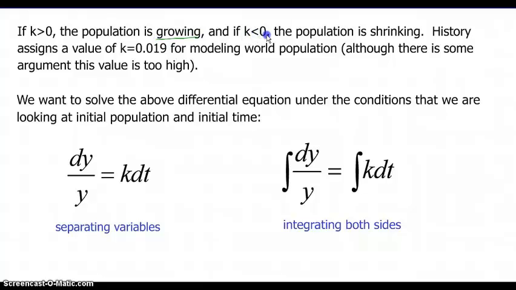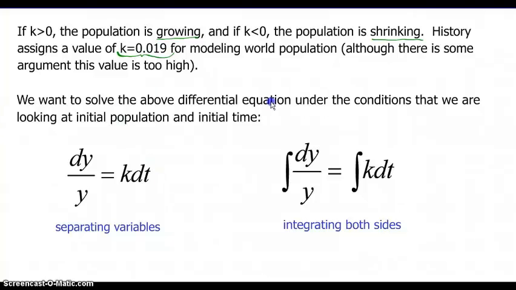So if little k is positive, the population is growing. If little k is negative, the population is shrinking or in decline. That's not new information to us. When we worked with exponential growth and decay back in Algebra 2 and pre-calculus, we knew that. If k was positive, the population was growing. If it was negative, the population was in decline. So historically, mathematicians assign the value of 0.019 for modeling the world population in human beings. There is some argument that it's too high, but this has been accepted traditionally.